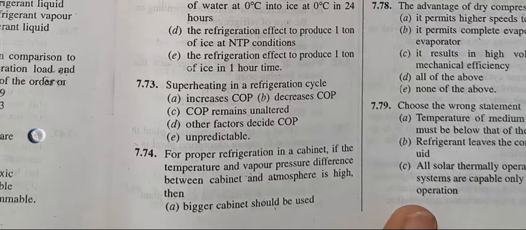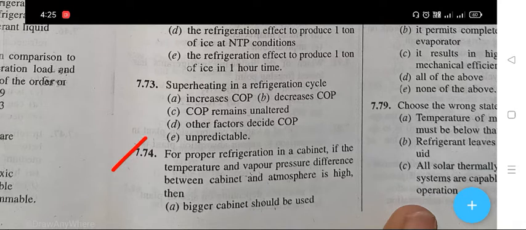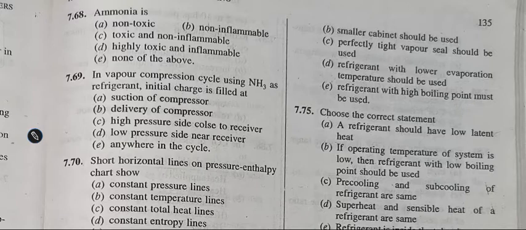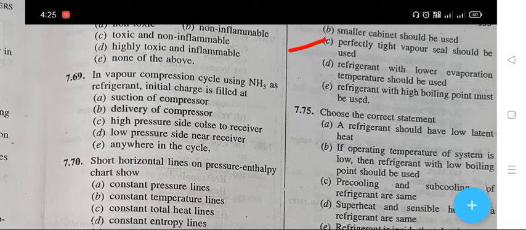The next question is for proper refrigeration in a cabinet, if the temperature and vapor pressure difference between cabinet and the atmosphere is high, what is the right answer? The right answer is C, that is a perfectly tight vapor seal should be used.